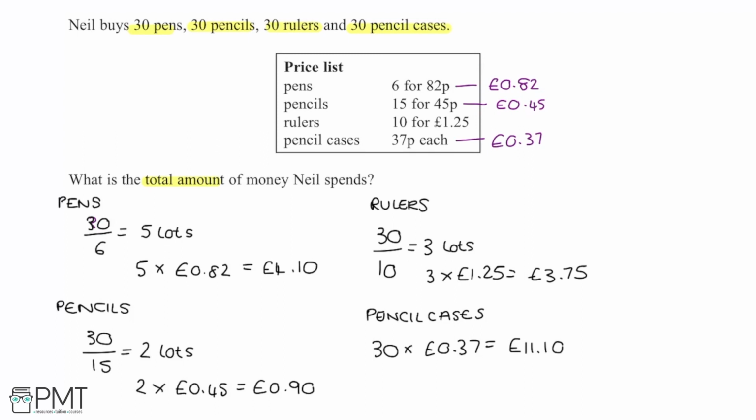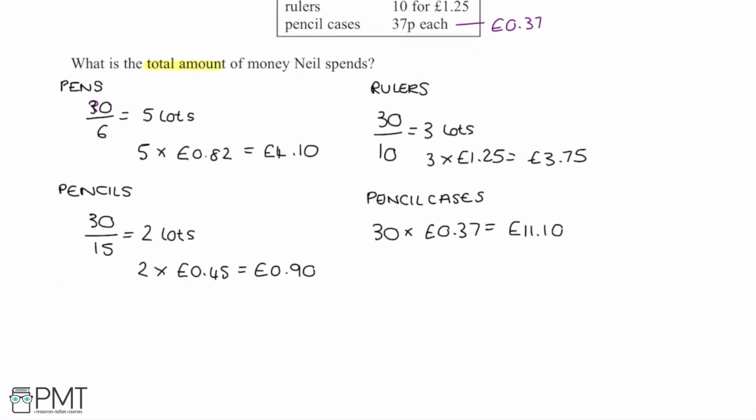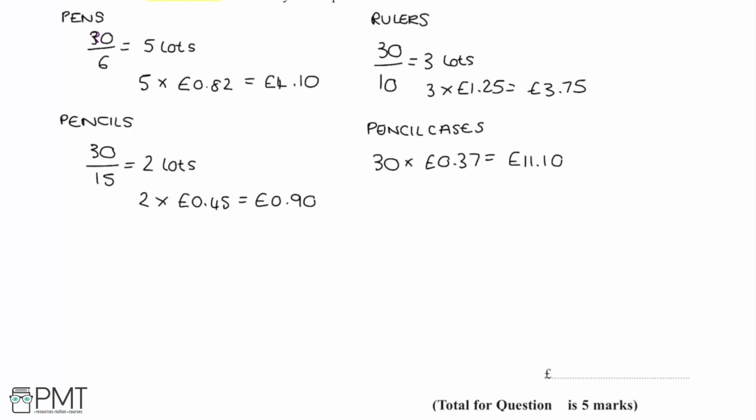So now I've worked out the cost for 30 of each of these items, I can simply add them all together and find the total, which is going to be the cost of all of the items. So £4.10 plus 90 pence plus £3.75 plus £11.10 is going to bring me to an answer of £19.85, which is going to be the correct total here.